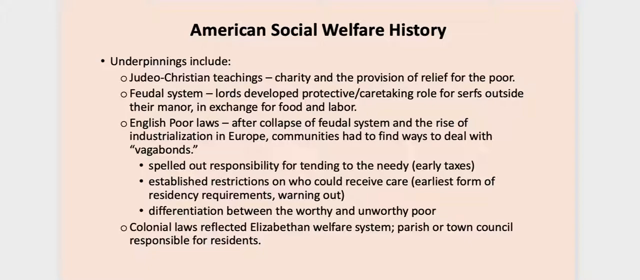And so the English poor laws were established essentially to give communities a sense of who was responsible for the care of these people who were wandering around, and what the communities were and were not responsible for. So it spelled out responsibilities for tending to the needy. And actually, some of the earliest community taxes were implemented to provide the community with the means to care for these individuals. But there were also restrictions placed on these wanderers, such that if you didn't live in the community, the community would not accept responsibility necessarily for your care.